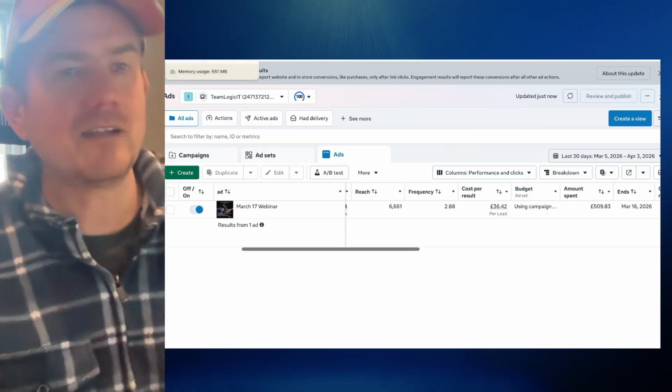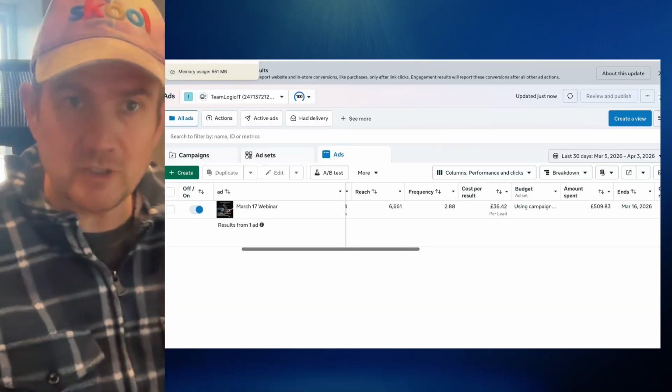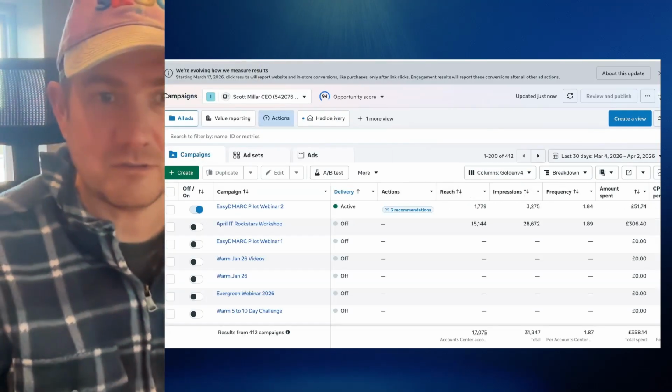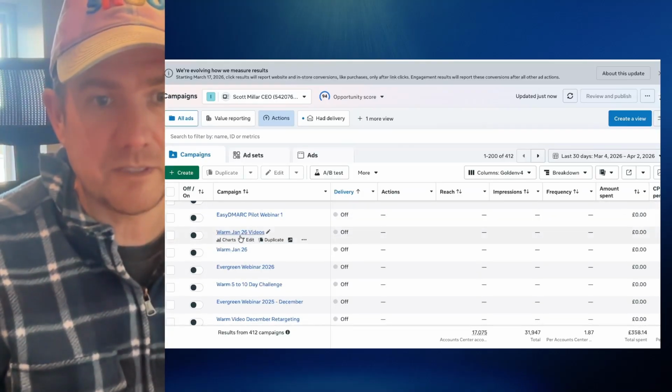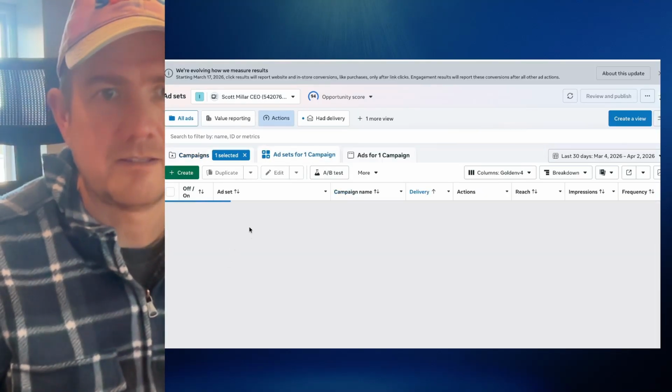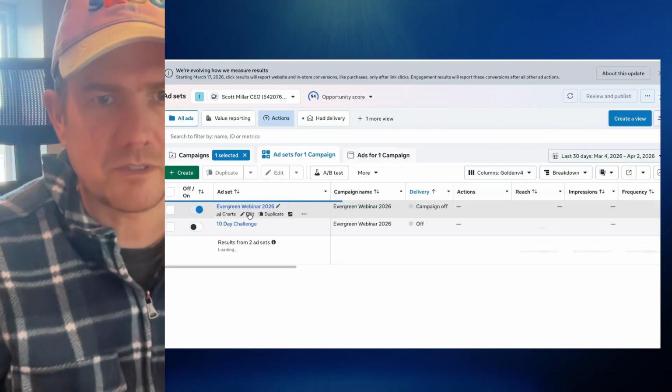However, fast forward 12 plus months. How much are you paying? Have you been running ads continually over a 12-month period? How much are you paying for a webinar registration? Let me show you. Let me go down here. I'm going to go to this campaign here. Let me just jump into it and I'll zoom in once it's loaded.